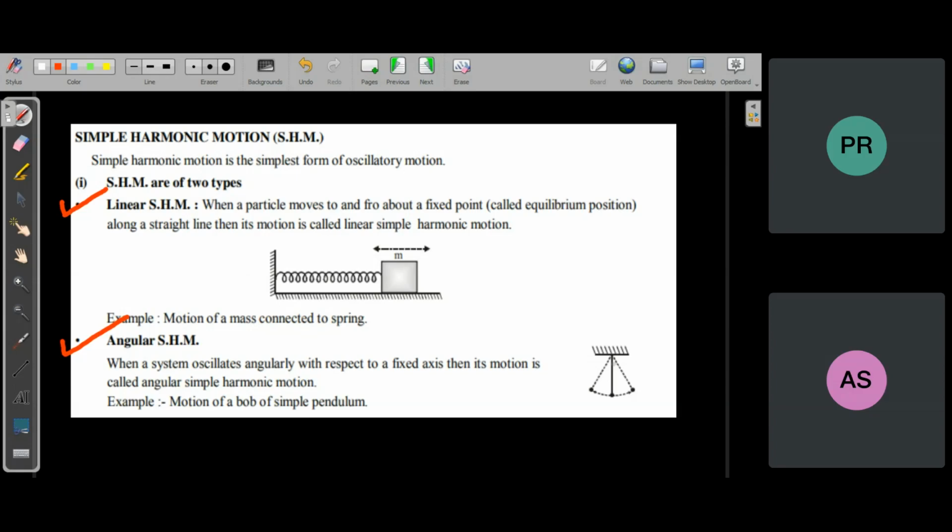So here you can see that if you take a pendulum and displace it by some angle from the vertical and release it, it will start oscillating about its mean position. It will start going like this and coming like this. Here, if you see closely, it is not motion in a straight line, it is motion on a curved path. And here the angle with the vertical, that theta, keeps on changing. So this is angular SHM.